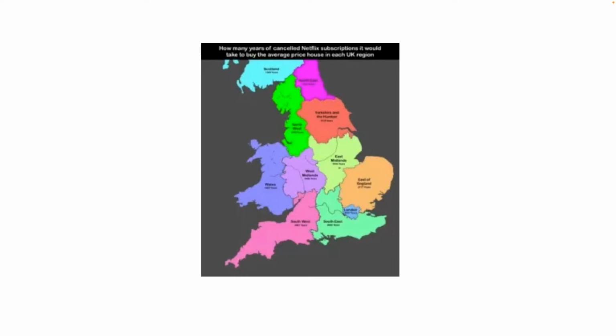Now, this is a map that divides the United Kingdom up into the different areas based on the number of years you would have to cancel Netflix to be able to pay for a house. And it's in the thousands of years. But it's a really interesting way to visualize that certain fact.